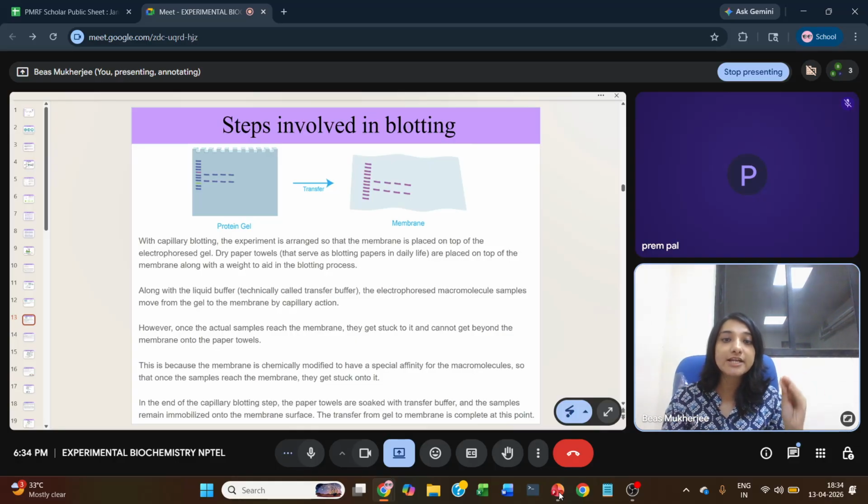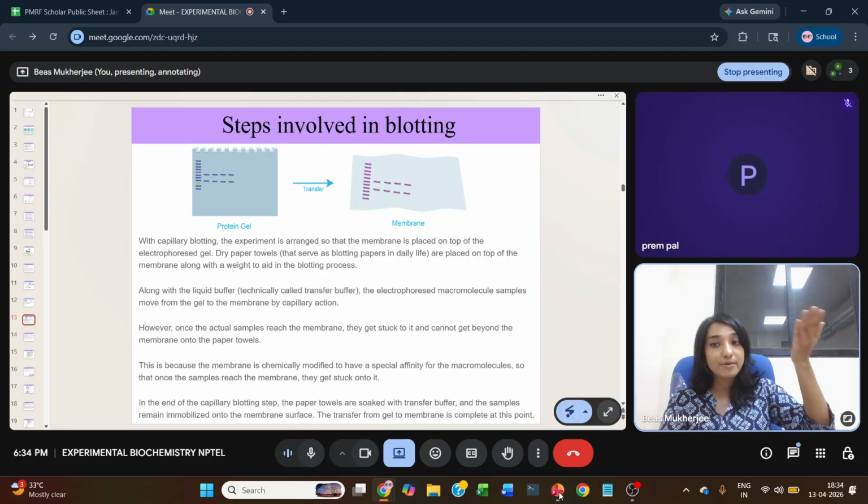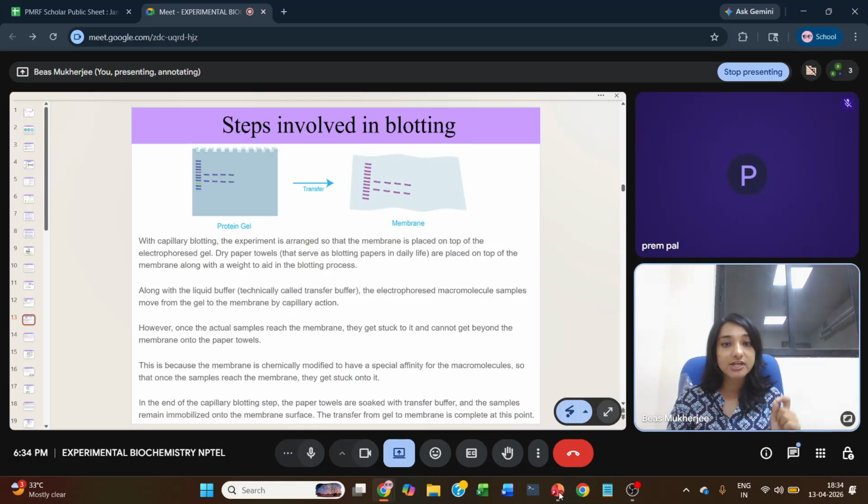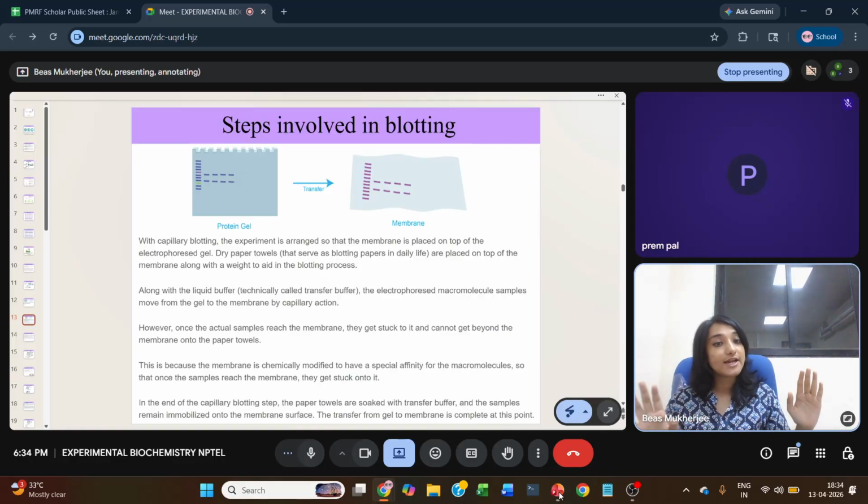Okay, the electrophoresed macromolecule samples move from the gel to the membrane by capillary action. However, once the actual samples reach the membrane, they get stuck and cannot get beyond the membrane onto the paper towels. This is because the membrane is chemically modified to have special affinity for the macromolecules, so that once the samples reach the membrane, they get stuck onto the membrane. At the end of the capillary blotting step, the paper towels are soaked with the transfer buffer and the samples remain immobilized on the membrane surface. The transfer from the gel to the membrane is completed at this point.